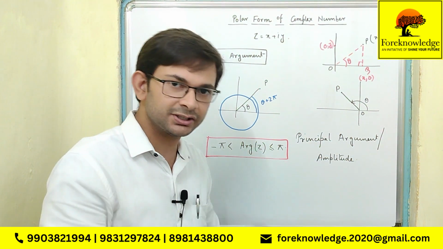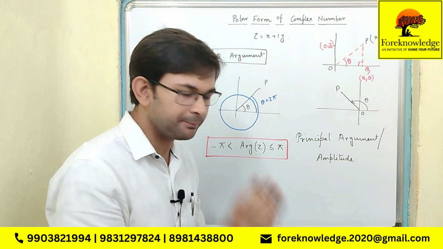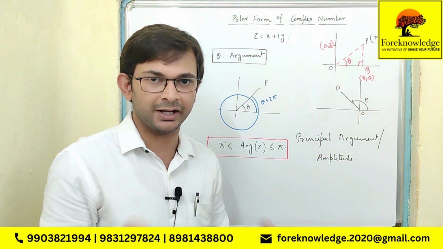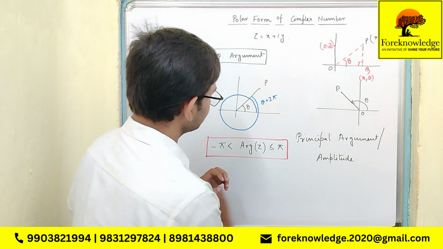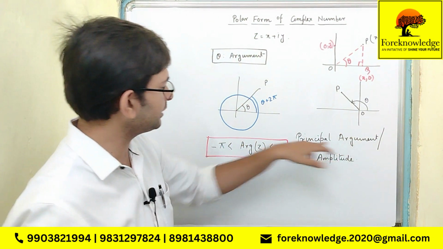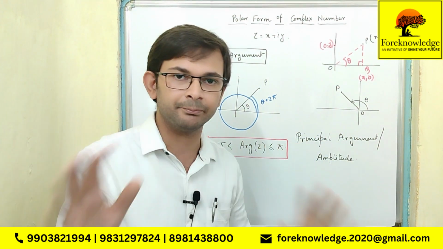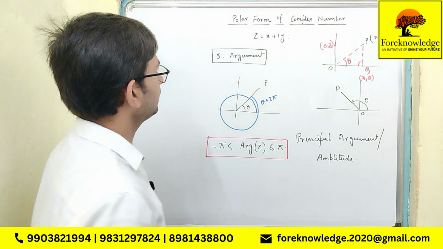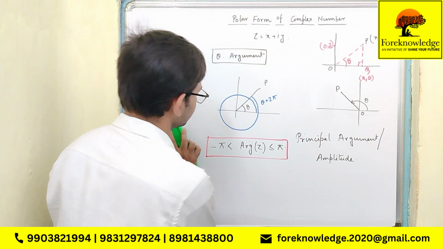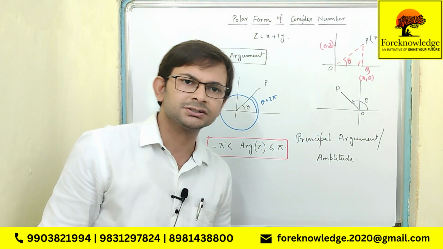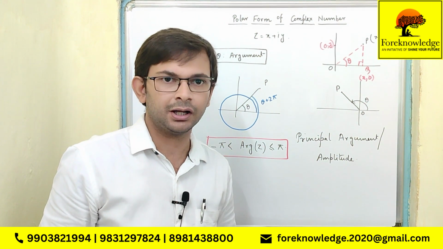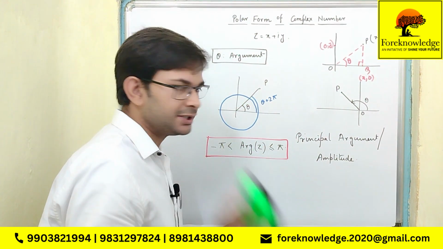In order to restrict the value of argument, in order to keep it still, that's why we are restricting to the principal value branch for the argument, which is called principal argument or amplitude. Let's move on to the calculation part. Okay, how do we calculate? I am going to give you a simple algorithm for that. How do we proceed? Let's see.